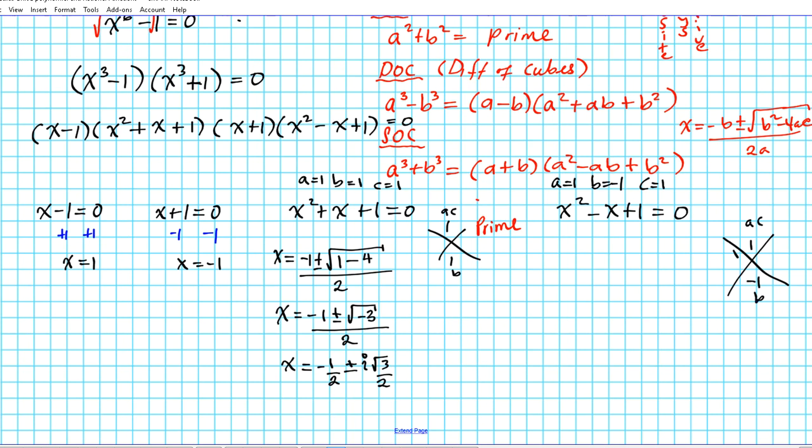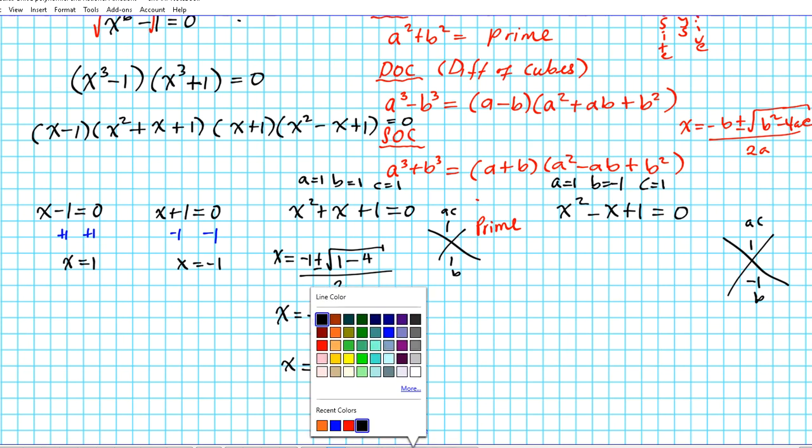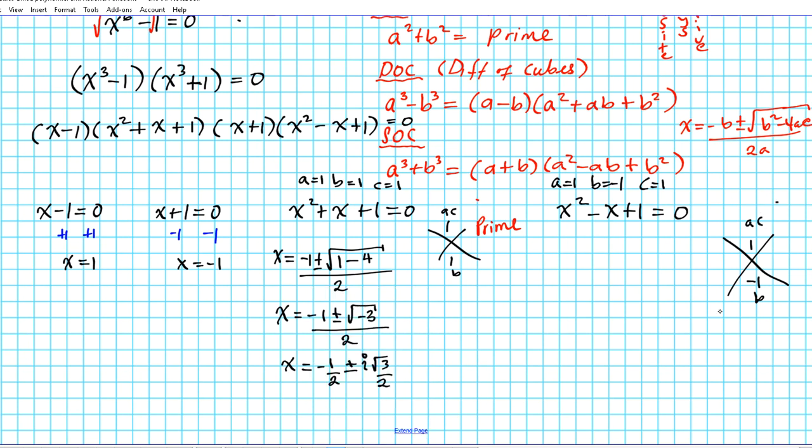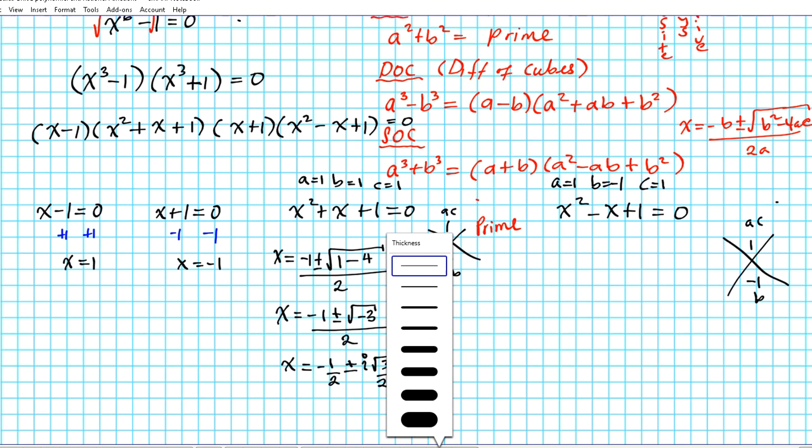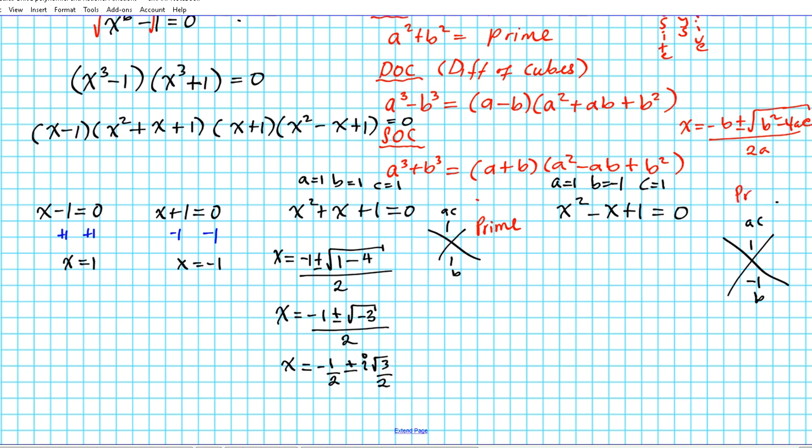The answer is there are no such numbers that satisfy that condition. You can't think of any two integers that multiply to give you 1 and add to give you negative 1. This expression we have here is prime. It cannot be factored.